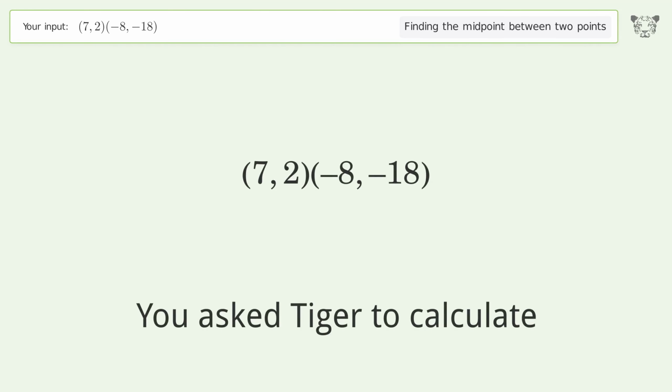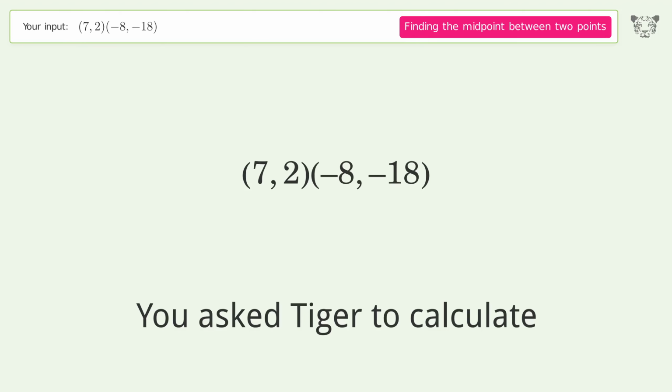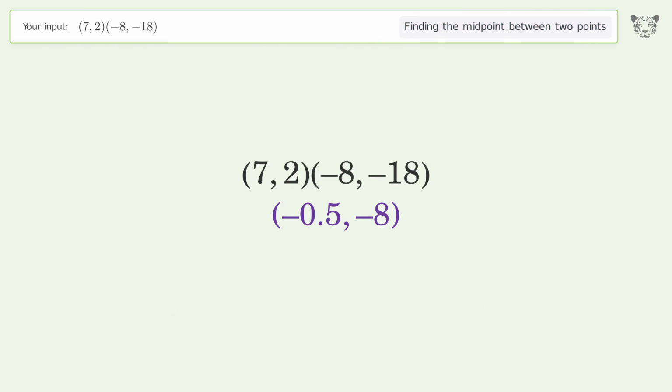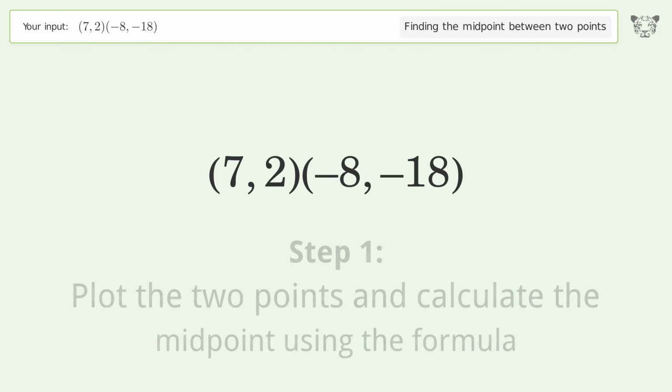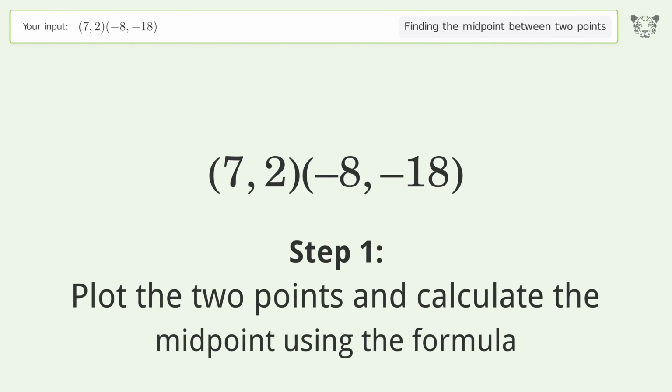You ask Tiger to calculate. This deals with finding the midpoint between 2 points. The midpoint between the 2 points is -0.5, -8. Let's solve it step by step. Plot the 2 points and calculate the midpoint using the formula.